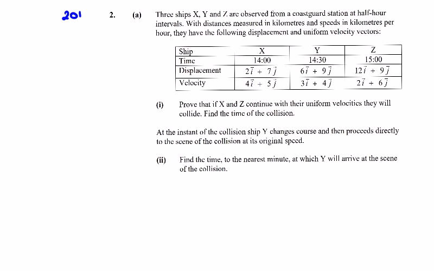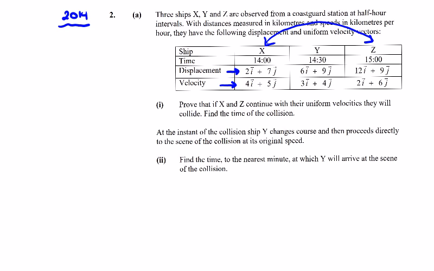This is the 2014 Relative Velocity Q2a. We're given three ships, X, Y, and Z. We're given the times that they are observed, their displacements, so their positions, and then their velocities. And we're asked to prove if X and Z, so we're looking at these two together, if they continue on with their uniform velocities, they'll collide.